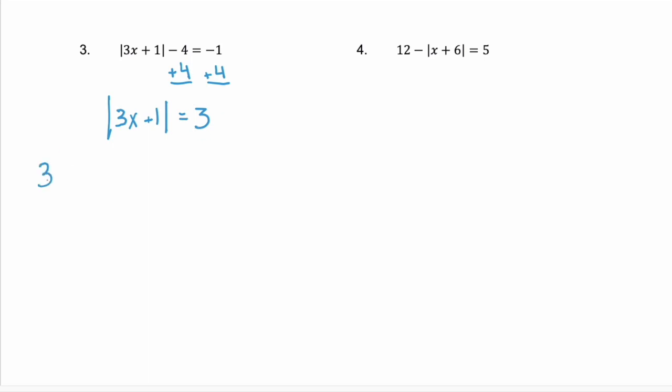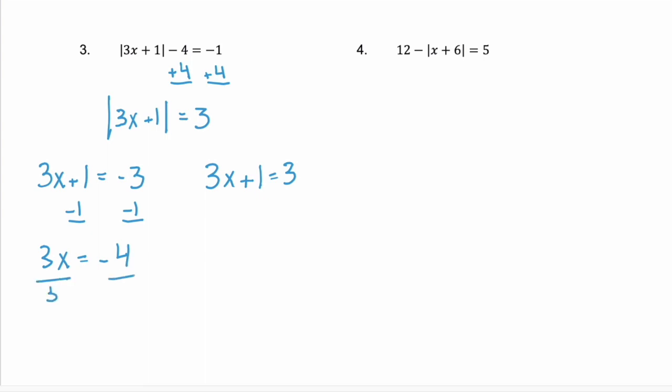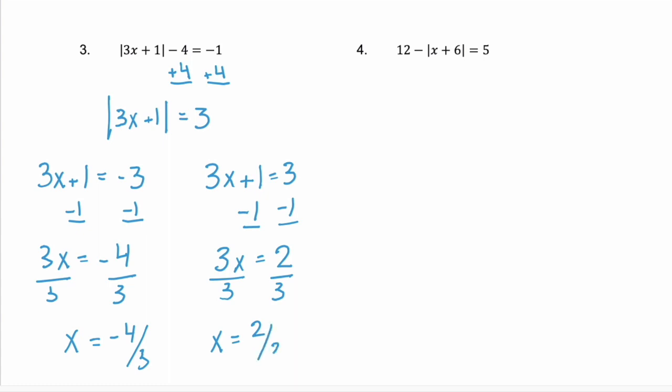Remember, if we go left, we're solving that absolute value equal to negative 3, and to the right, 3x plus 1 equals positive 3. For the first one, subtract 1 from both sides. We have 3x equals negative 4. Divide by 3, and our first solution is x equals negative 4/3. Second, let's subtract 1 from both sides, and we have 3x equals 2. Divide both sides by 3, and our second solution is x equals 2/3.